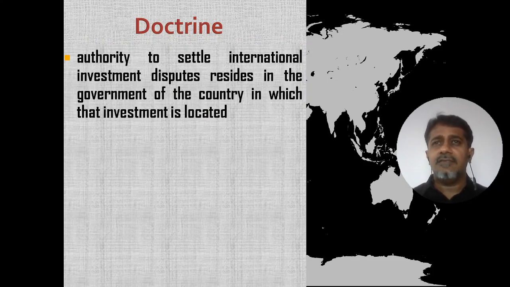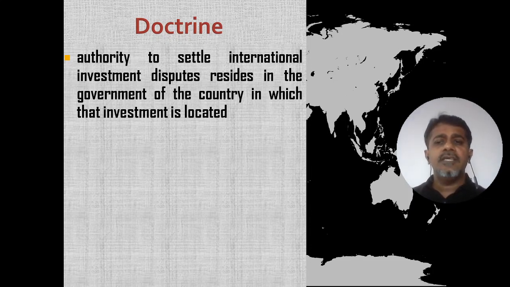This doctrine tells us, this is the principle. The doctrine is: authority to settle international investment disputes resides in the government of the country in which the investment is located. Once an investment has been made in a country by foreigners, and if any dispute comes with respect to such an international investment, such a dispute cannot be the subject matter of settlement at the international level. It has to be settled within the country. That is the first and the most important principle laid down by Carlos Calvo.